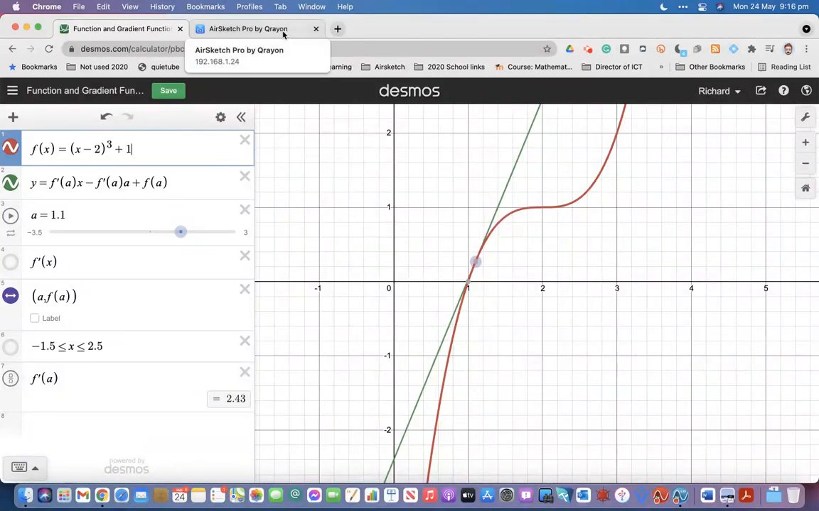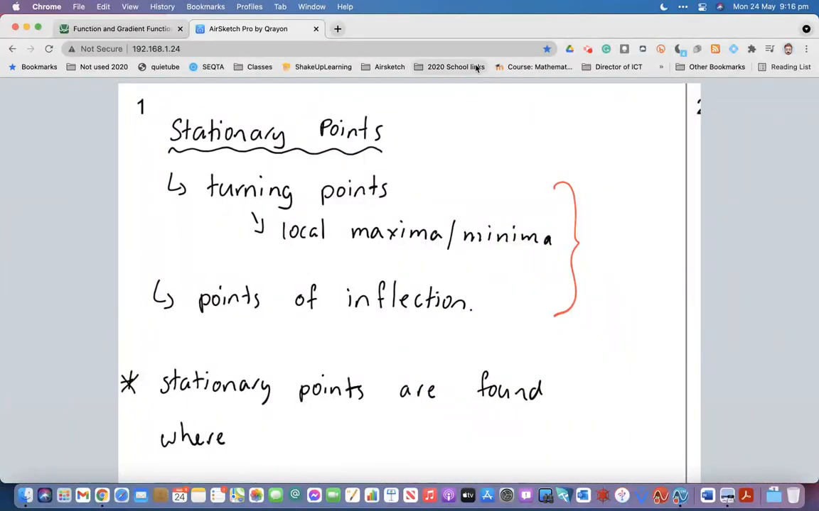Now, I'll just switch over to here. So we've got some little bits of theory here. And you'll note that I've called this stationary points rather than turning points, because really a point of inflection isn't a turning point, but they do have something in common, and that is they are where the gradient of the graph is neither increasing nor decreasing. So it's got a gradient of 0, and that is why they're called stationary points. Notice the word stationary means to be still. The graph is still at these points. So points of inflection or turning points.